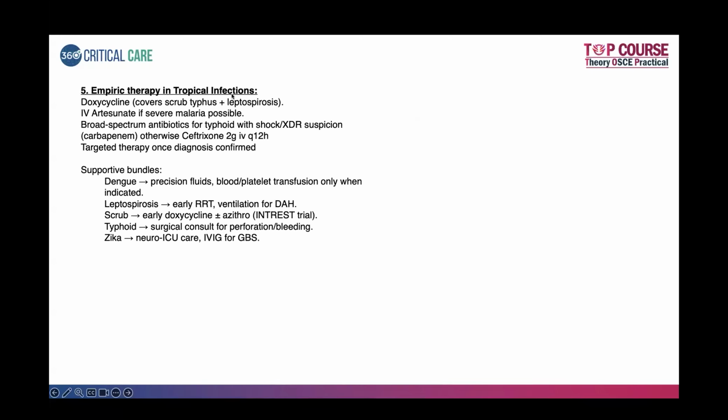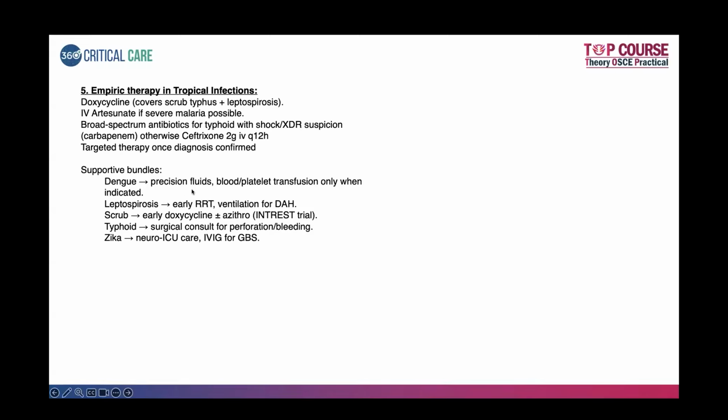Empirical therapy in tropical infections: doxycycline covers scrub and lepto, IV artesunate if severe malaria is possible, and broad-spectrum antibiotics for typhoid with shock or XDR suspicion. So you need to go with meropenem. If these XDR risk factors are not there, then ceftriaxone is sufficient. Once you get the diagnostic testing done and identify an organism, you can go with targeted therapy. Then supportive bundles.